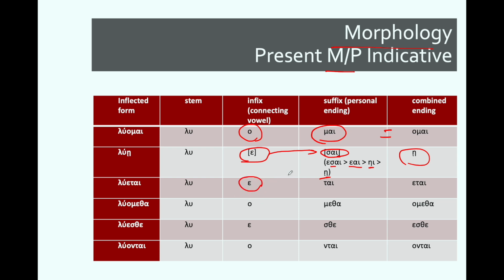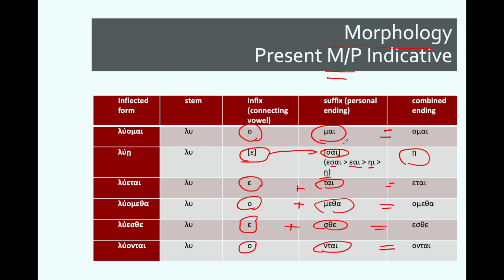Lu, the third singular is luetai. Lu-ometha. Lu-esthe. Lu-ontai. Okay. And the nice thing about the present indicative is the middle and the passive have the same endings, which makes it easier for memorization, really. And so that's the bonus point here. You've got two paradigms to memorize this week: the present indicative active and the present indicative middle or passive.